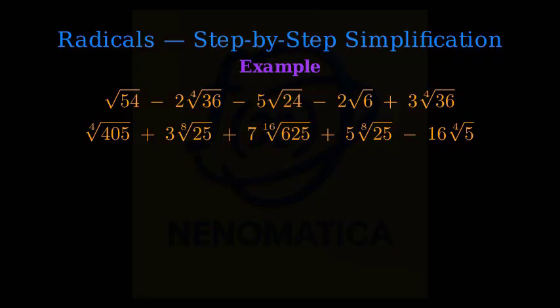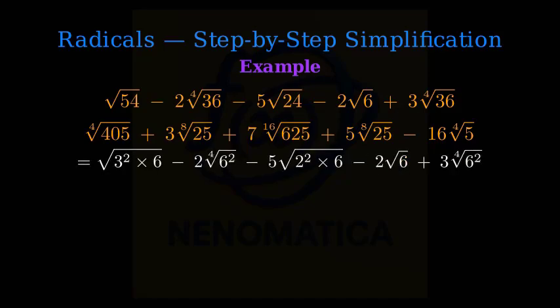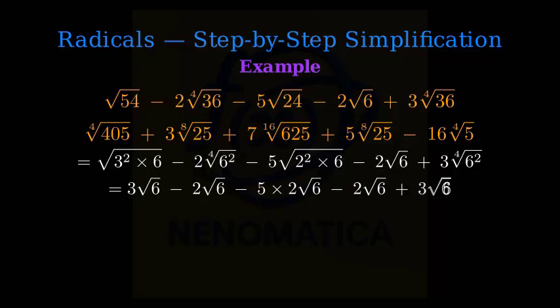Strategy. Rewrite each radicand to expose perfect powers. 54 is 3 squared times 6. 36 under a 4th root is 6 squared. 24 is 2 squared times 6. Now extract the perfect powers. Square root of 3 squared becomes 3. 4th root of 6 squared is the square root of 6. And square root of 2 squared is 2. All terms are multiples of the same radical, square root of 6. Factor it out and combine the coefficients. Evaluate the arithmetic to finish part A.